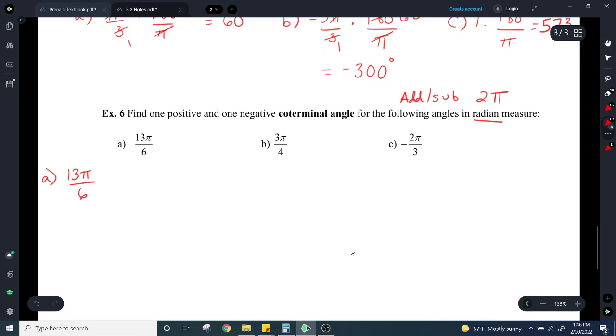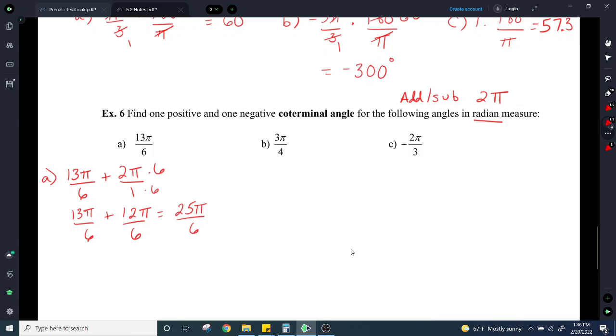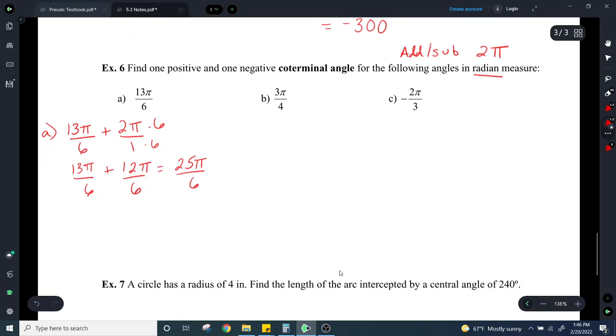So 13 pi over 6, let's add 2 pi. So this is really 2 pi over 1. Remember when you add fractions, you have to have a common denominator. So the common denominator would be 6. So I'm going to multiply this by 6. That gives me 13 pi over 6 plus 12 pi over 6. And that gives me 25 pi over 6. So one angle that is coterminal with the original angle would be 25 pi over 6.